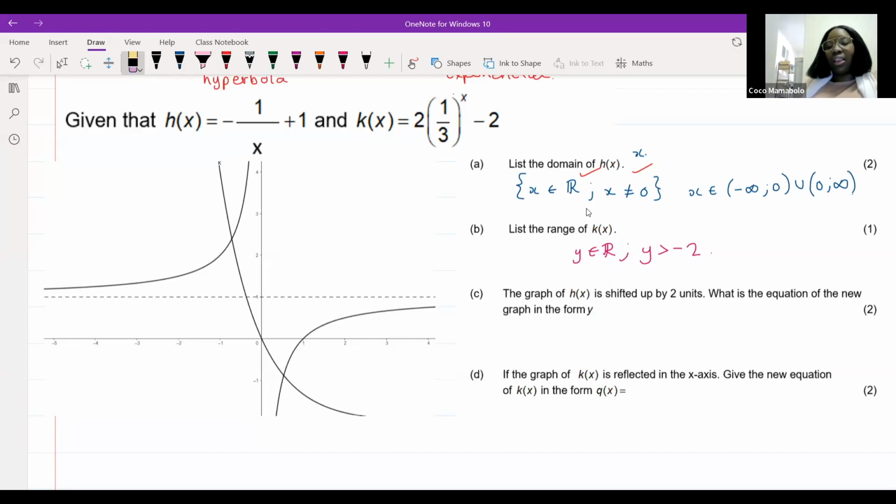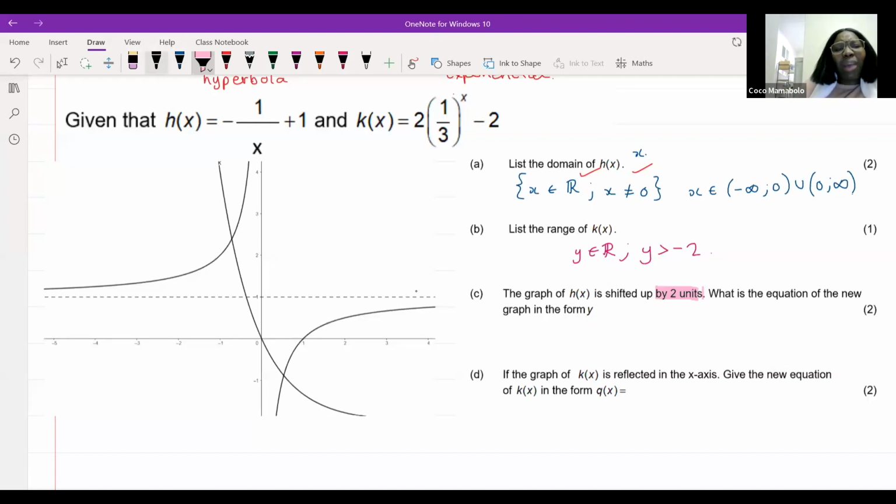Greater than -2. Teacher, now I'm going to ask you to pop the link to the quiz in the chat while we still speak. All right, now it says here, the graph of h of x is shifted up by 2 units. What is the equation of the new graph? Guys, which asymptote is going to be affected here, the x or the y asymptote, if my graph is shifted up by 2 units? Not the x. Remember, the x is always just going to be x. The y asymptote is going to be affected.